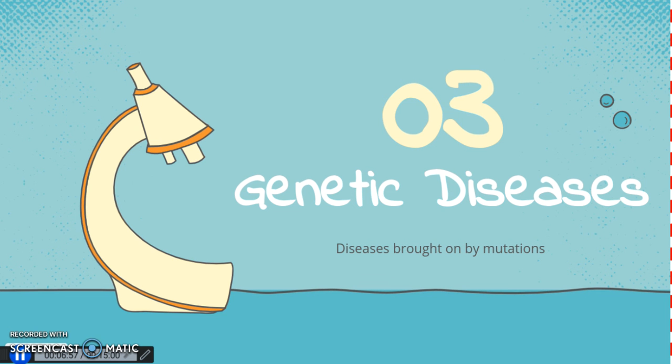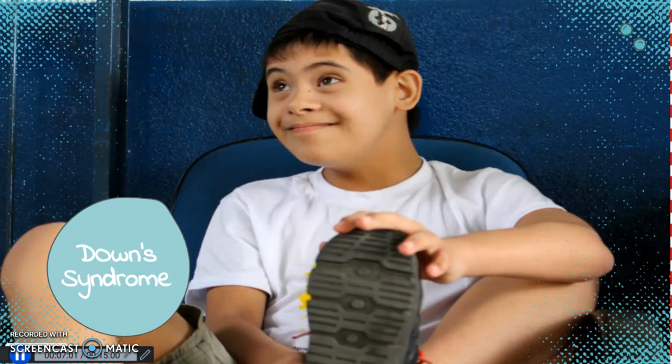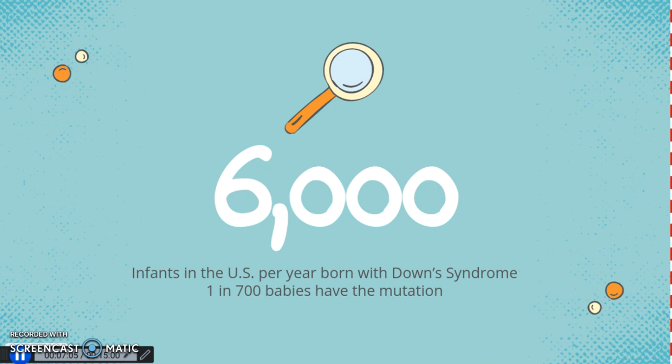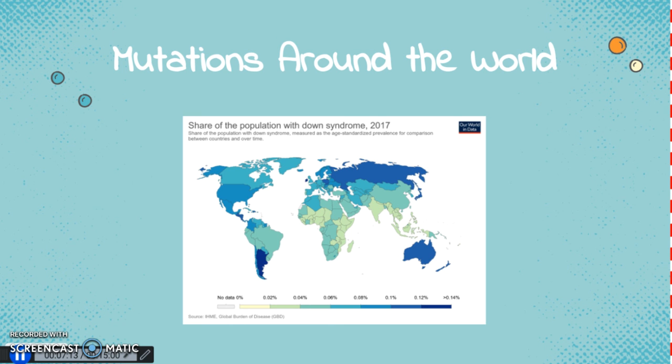Next up, we have genetic diseases, or diseases brought on by mutations. Today, we'll be specifically looking at what is referred to as Down syndrome. 6,000 infants in the U.S. per year are born with Down syndrome, and 1 in 700 babies worldwide have the mutation. Looking at mutations around the world, we can see that Down syndrome is most common in places such as Argentina, Russia, and Australia.